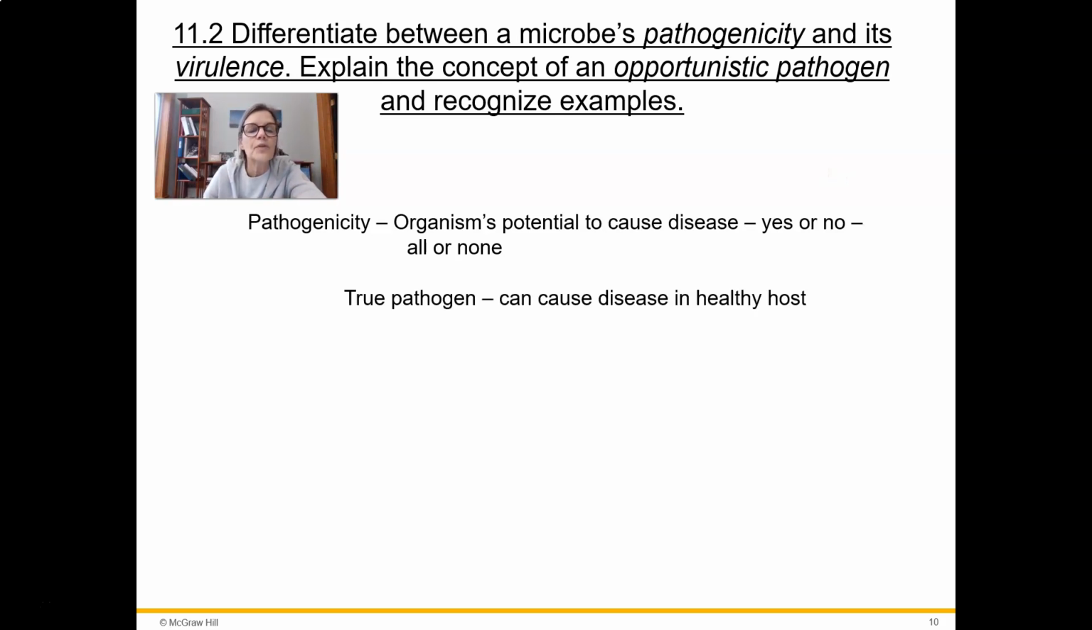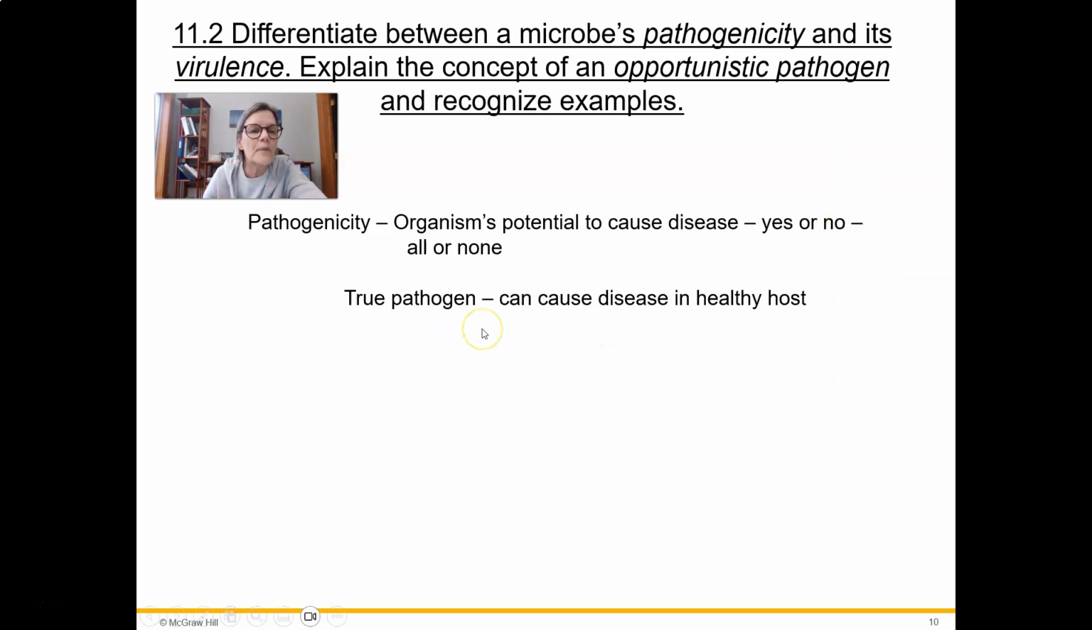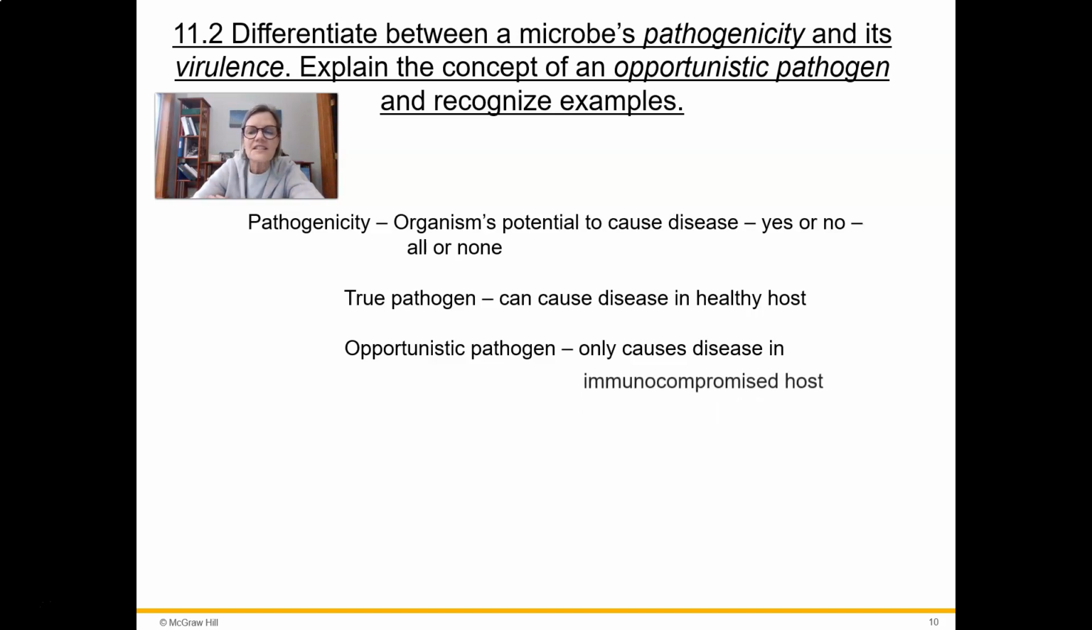And your textbook gives you a couple vocabulary words. They give you the term true pathogen. I've never really used that term, but I would just call it a pathogen. But they use true pathogen, which they mean a microorganism that can cause disease in a healthy host. So that's most pathogens can cause disease in a healthy host, as compared to an opportunistic pathogen, which is a really common term, which only causes disease in an immunocompromised host.